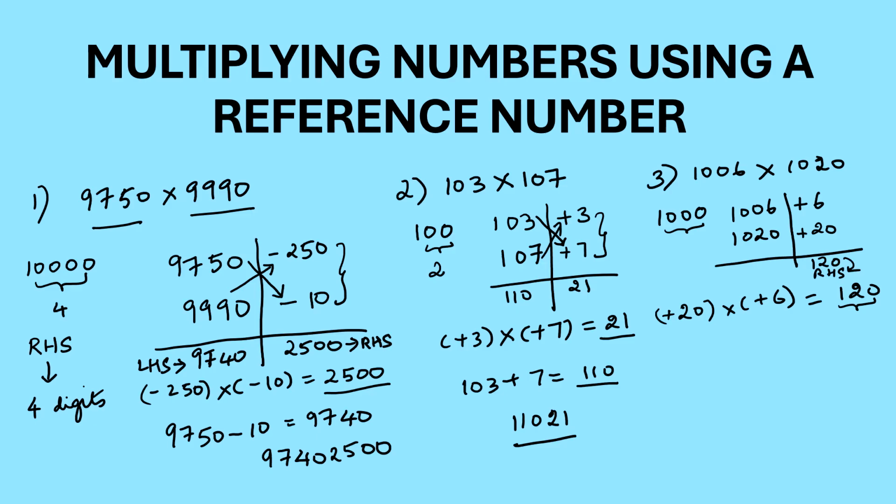Next, to calculate the LHS, you do either 1006 plus 20 or 1020 plus 6. 1006 plus 20 gives you 1026, and this becomes your LHS. When you combine the two, you get 1026120, which is the final solution to our problem.